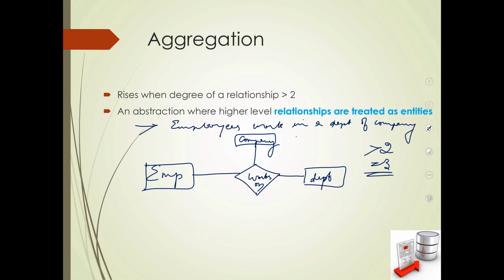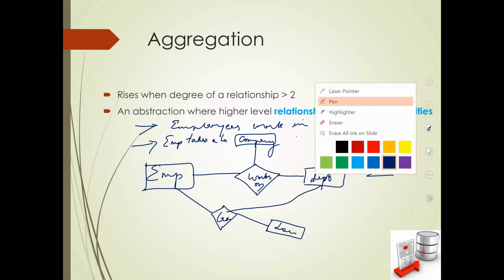So in such a scenario, let me continue the story. Like employee works in a department of a company, and let's say this particular employee who's working in a particular department of a company takes a loan. Employee takes a loan. So I will have to have too many relationships, like employee takes loan. It will go like this. It will be totally messy.